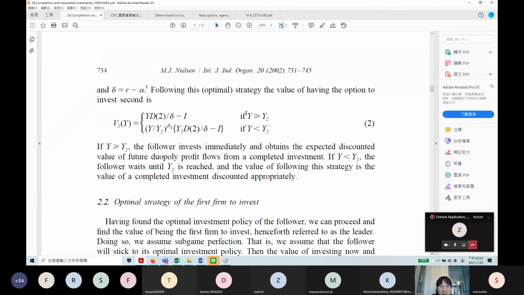Okay, and we know the follower's value is the I minus your value after you execute the actions, the value Y D2 over delta. So here is the function of the number of players. Okay, so the number is 2.